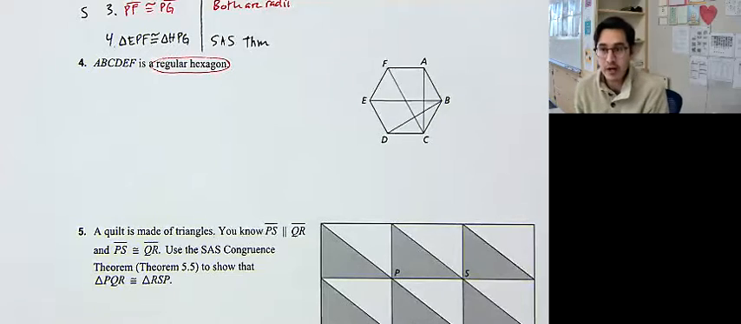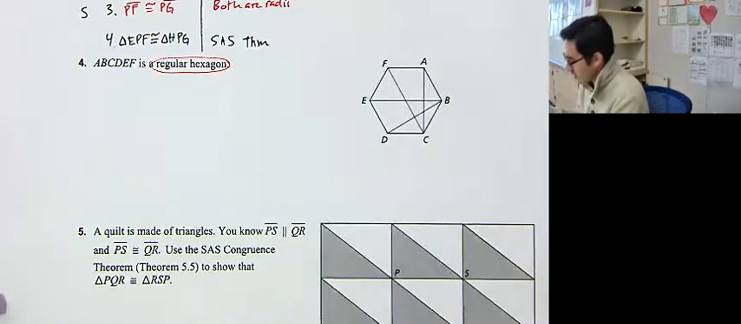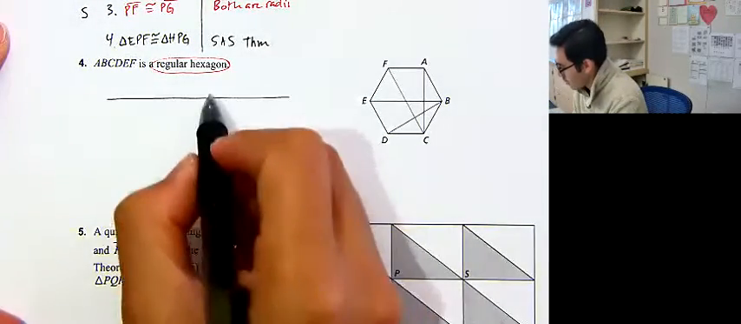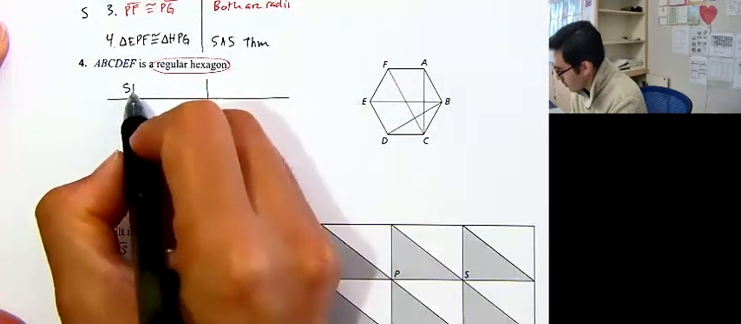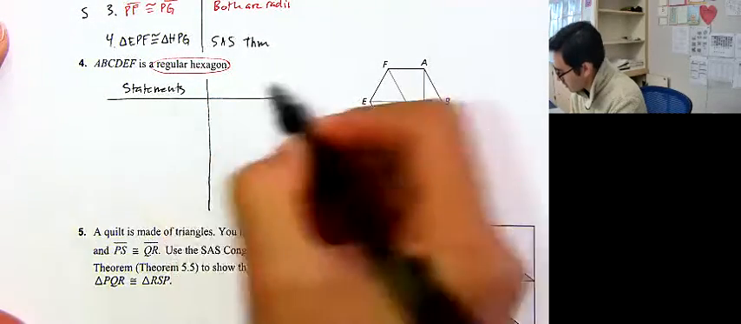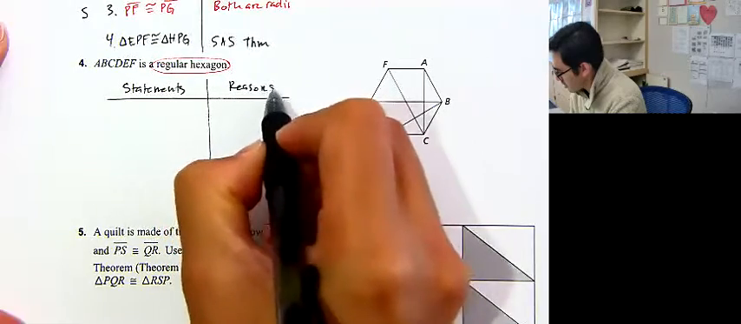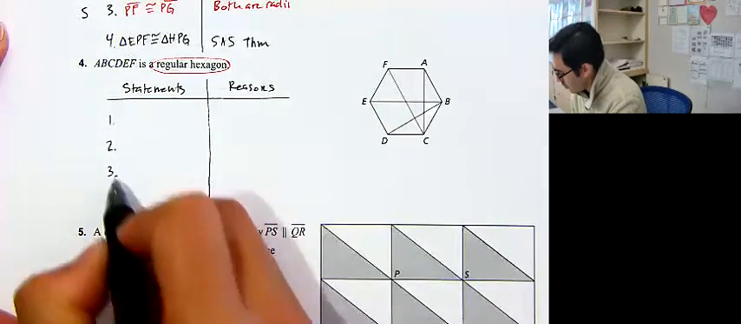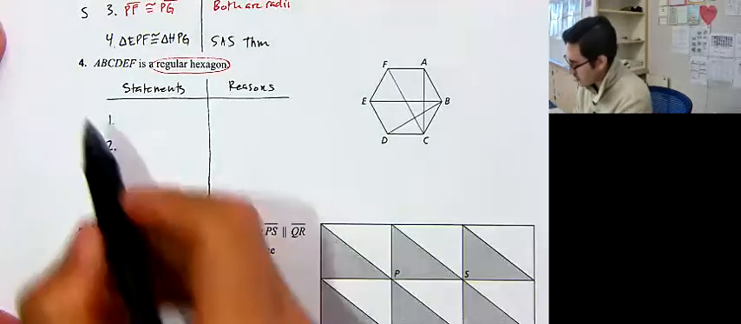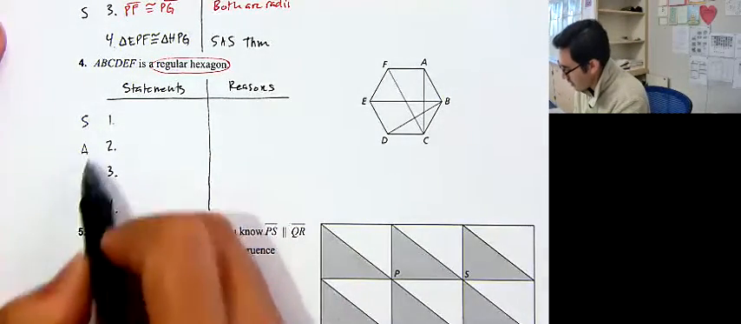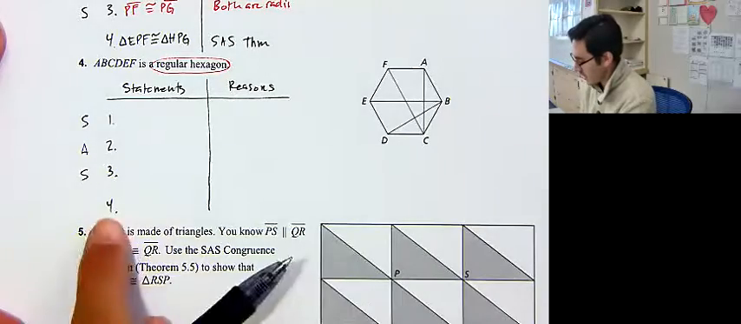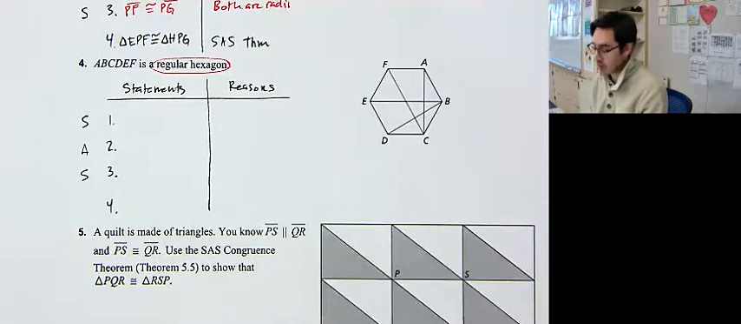So first off, a regular hexagon means that the side lengths of the hexagon are all congruent, and the interior angles are going to be congruent as well. All right, so let's try to approach this as a two-column proof. Statements and reasons. And we anticipate there being 4 statements. The first one for a pair of sides, then a pair of angles, then another pair of sides, and then the 4th statement is going to be about the triangles.